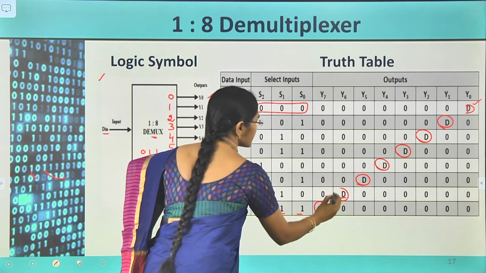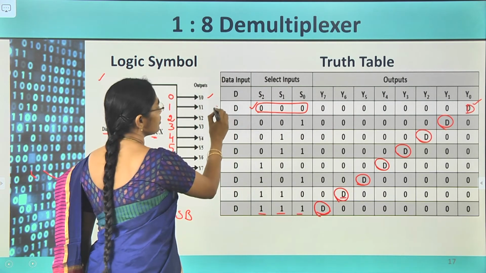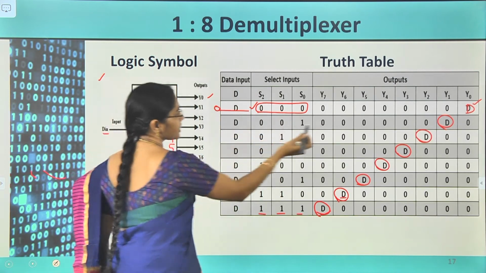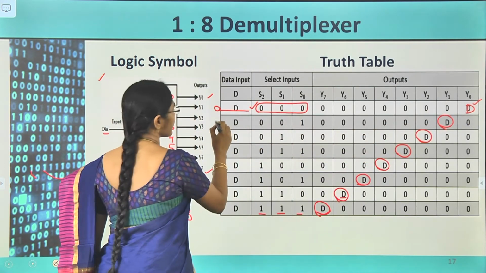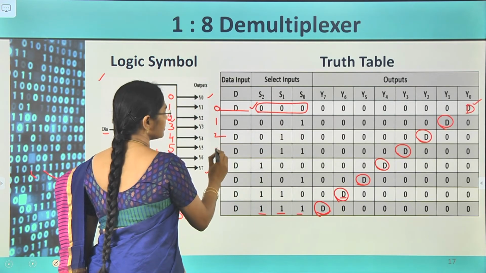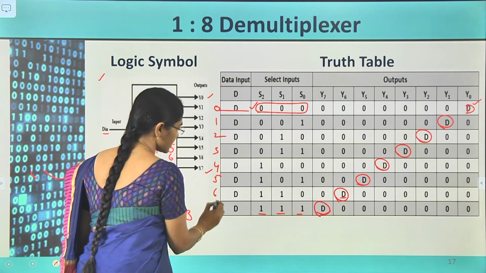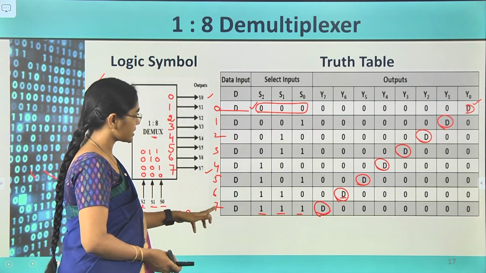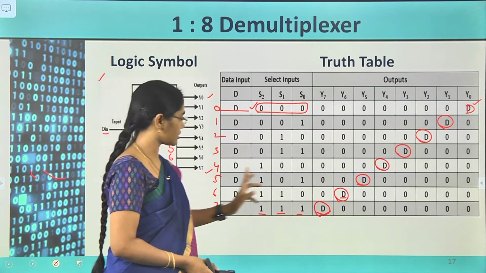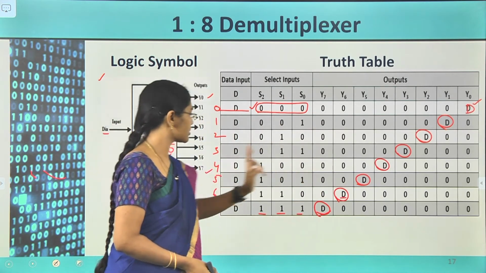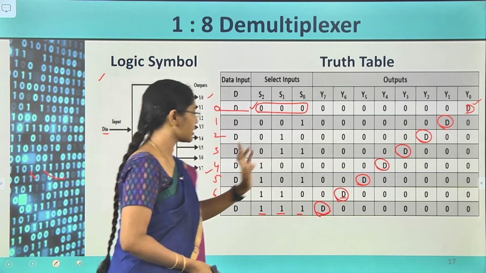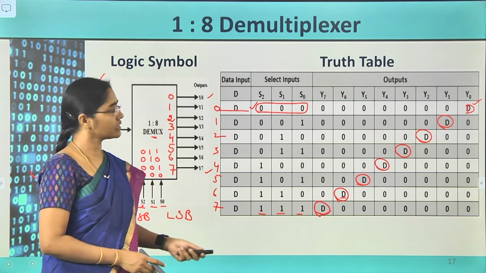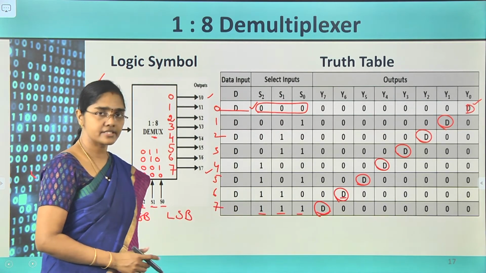When selection values are 0, decimal equivalent 0, first Y0 is equal to D. Then for selection values 1, 2, 3, 4, 5, 6 and 7, you can remember easily like this. When selection value is 7, Y7 is equal to D. It is 6, Y6 is equal to D. It is 5, Y5 is equal to D. It is 4, Y4 is equal to D, and so on. Like that we can remember this truth table easily.